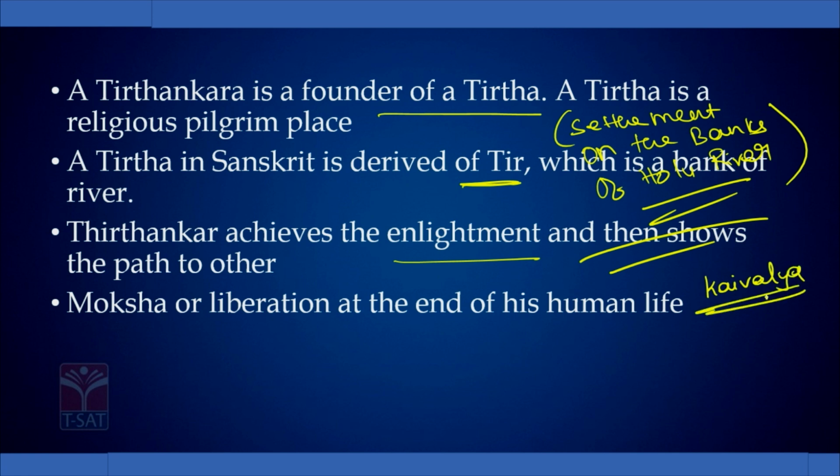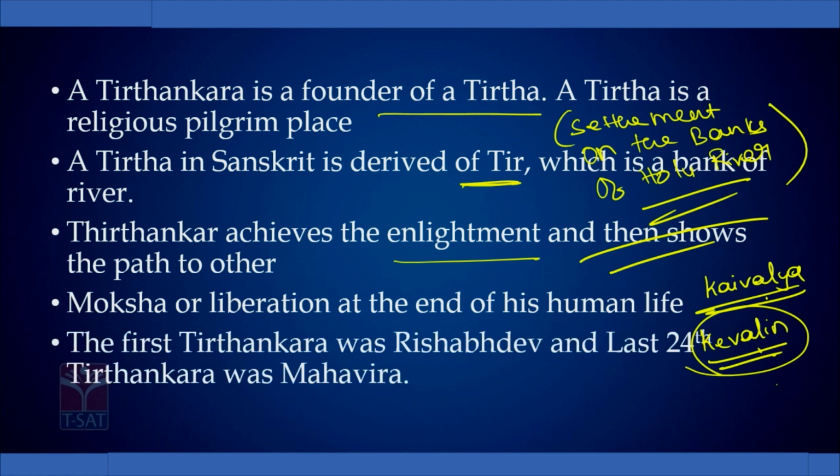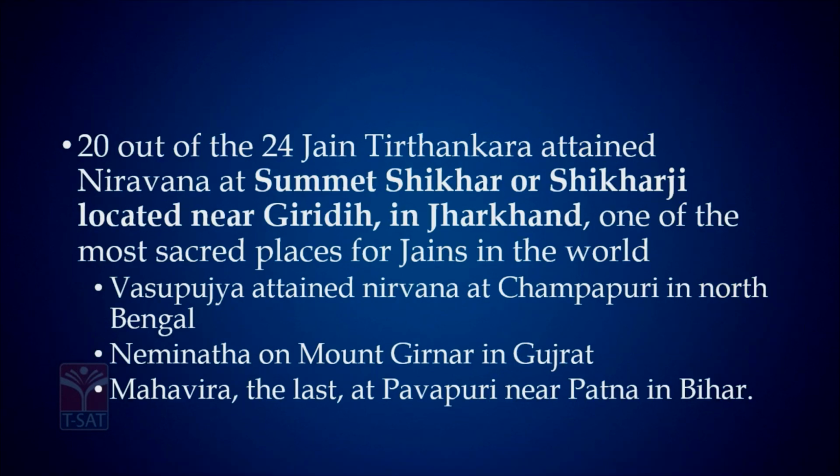That is why a Tirthankara is also called Kevalin. Kevalin means somebody who has achieved kaivalya or somebody who has attained kaivalya. A Kevalin basically means somebody who has attained kaivalya. The first Tirthankara is Rishabhadeva, 24th Tirthankara is Vardhaman Mahavira. As I said, 24 Tirthankaras each associated to a holy place.